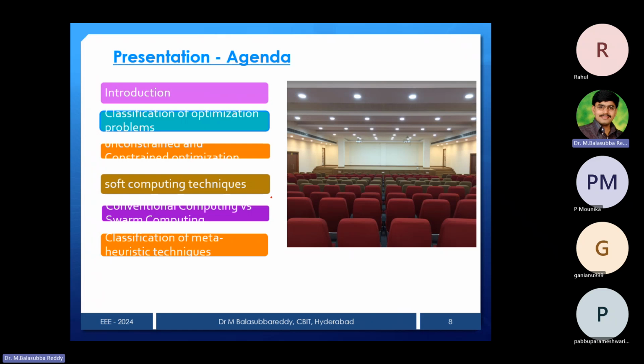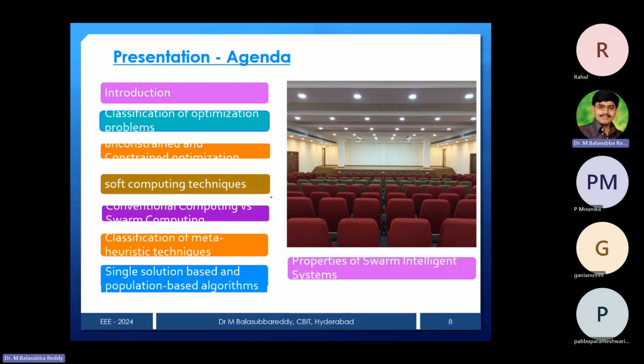Then classification of metaheuristic techniques. As in the second topic, as I mentioned, classifications of optimization problem. Similarly, here classifications of metaheuristic techniques. Then single solution based and population based algorithms we are going to do. And finally, properties of swarm intelligent system. So these are some topics we are going to cover in the first unit.